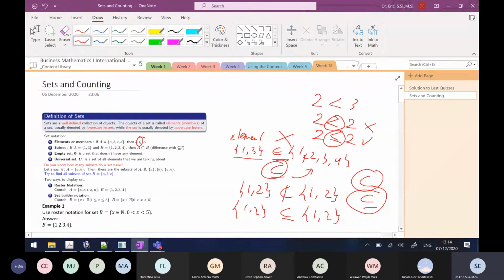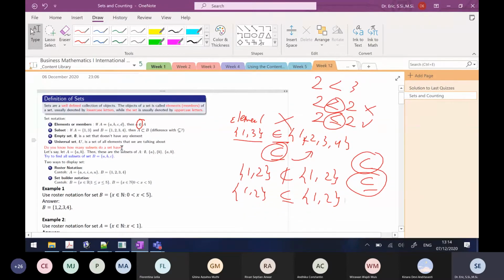Empty set is a set that doesn't have any element. It is contained in every set. So you have a universal set, U, maybe in your school in Indonesia, we usually say himpunan semesta. Yeah? It's a set of all elements that we are talking about.